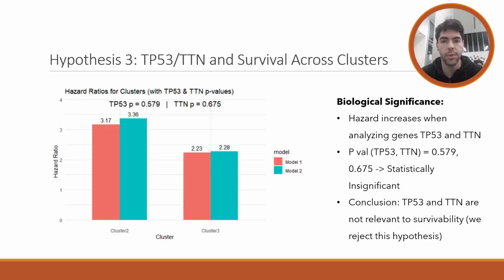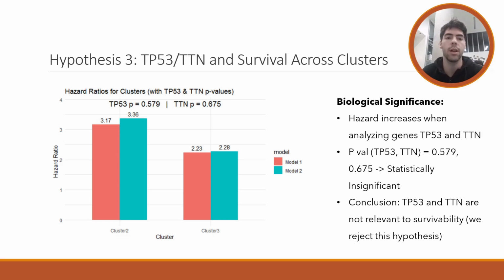For hypothesis 3, we determined whether the two most common mutations in our dataset, TP53 and TTN, could explain the survival differences observed across patient clusters. Since these genes dominated clusters 1 and 2, we tested their contribution using Cox proportional hazard models. We ran two versions of the model and calculated hazard ratios within each cluster.